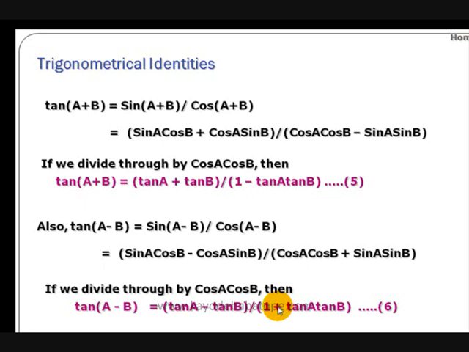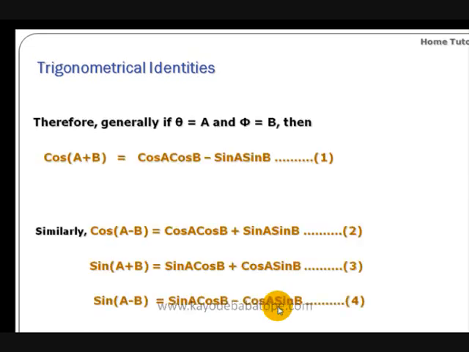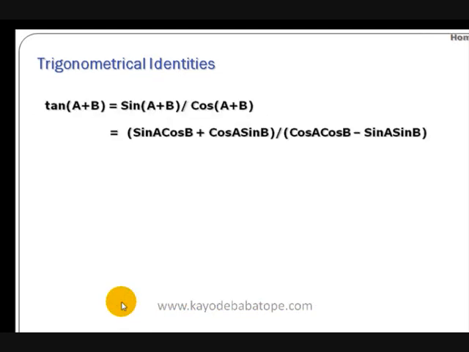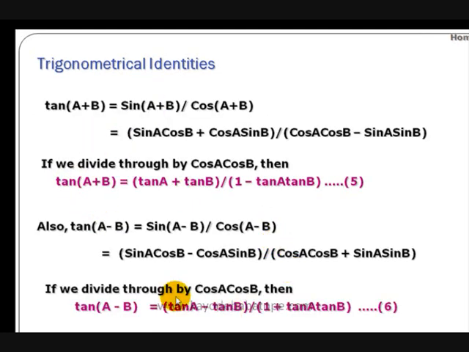So these are the expressions you need to get used to. These 6 identities: cos (A plus B), cos (A minus B), sin (A plus B), sin (A minus B), tan (A plus B), and then tan (A minus B). Use them again and again in solving problems until you get used to those expressions. You will find them quite invaluable.